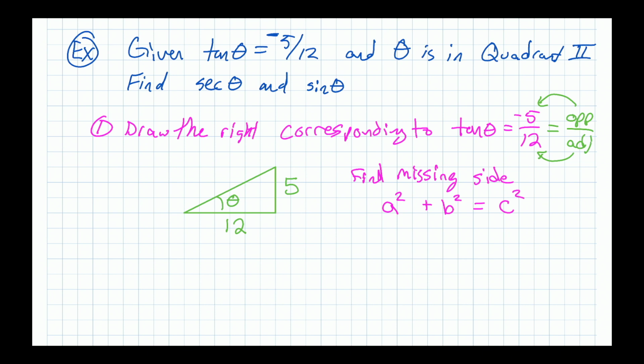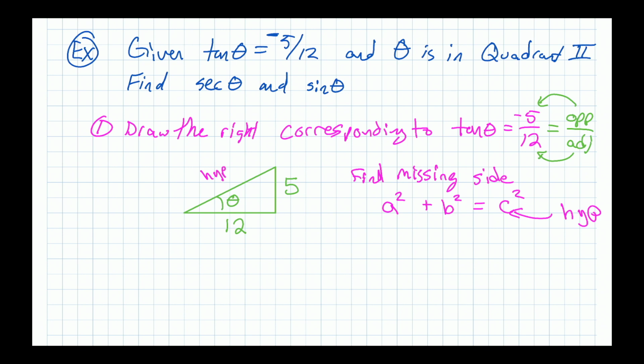And remember when we did this before, the hypotenuse has to be c, but it doesn't matter which side is a and which side is b. Like opposite side could be a or b, adjacent side could be a or b. All right, so let's work this out. We're missing the hypotenuse, by the way, right? This is the hypotenuse here.